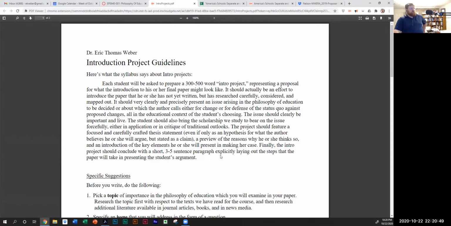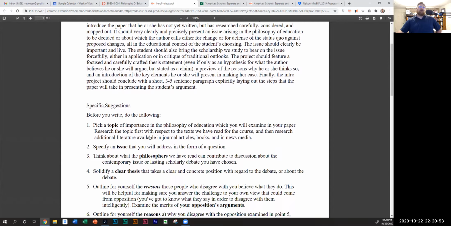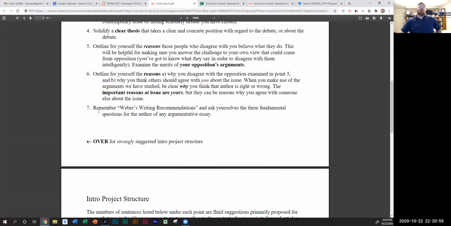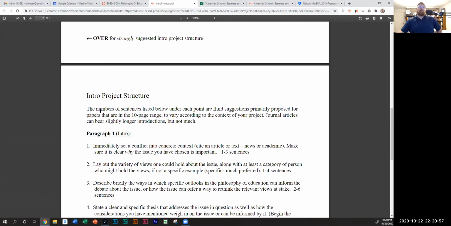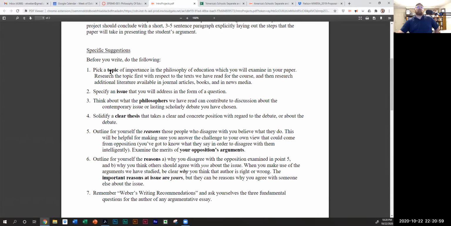So there's a bunch of things going on in here. And some of this gets broken down basically in the specific suggestions. And then the next page has the structure that I'd like for people to follow. Okay, so first you want to pick a topic, and by a topic, I mean something actually fairly big.